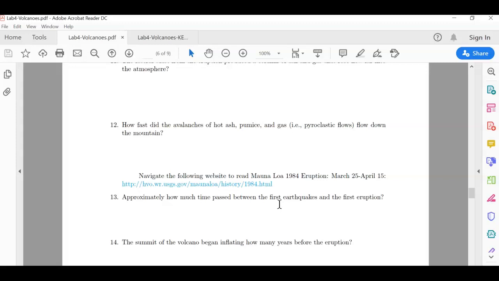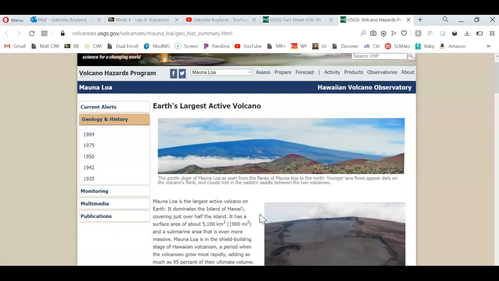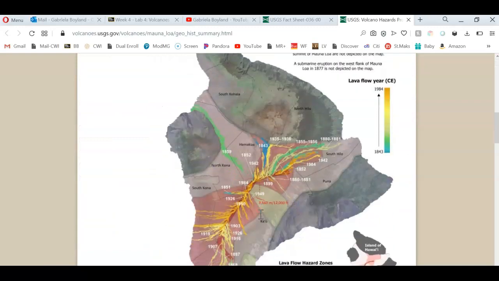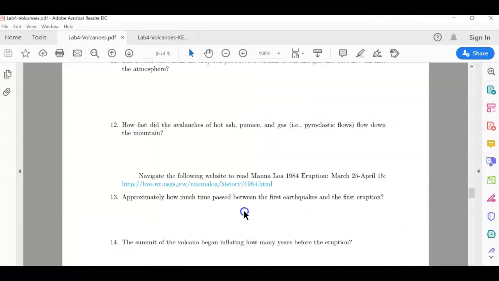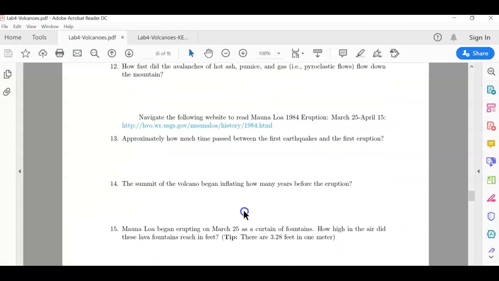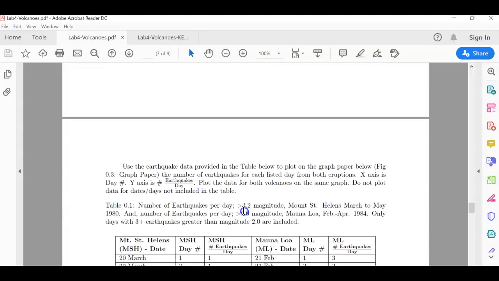Then you're going to navigate to the following website to read about Mauna Loa in the 1984 eruption. So you'll go to that. It's also a USGS fact sheet. Or not just a fact sheet, there's a lot of information on this in this case. Pretty cool. And based on that, you'll be able to answer questions 13, 14, 15, 16.